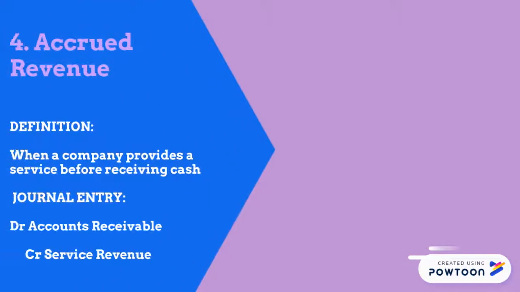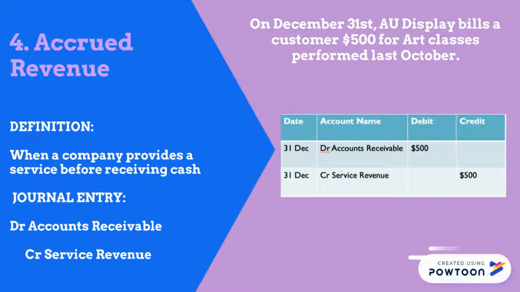Accrued revenue is when a company provides a service before receiving cash. Therefore, in this scenario, AU Display would have to show that they would debit accounts receivable $500 and credit service revenue $500 as well.